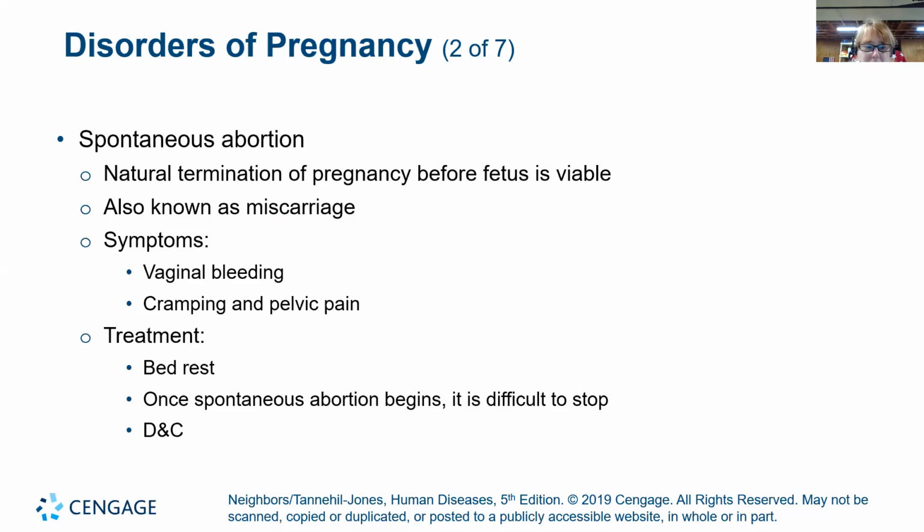So if it starts, they will put women on bed rest and attempt to save the pregnancy. But once the miscarriage starts, it's often difficult to stop. And when it's over, a lot of times women will have to have a D&C, or a dilation and curettage, to make sure that all of the material has been removed from the uterine lining. If it's not all expelled during the miscarriage, it will cause a bad infection.